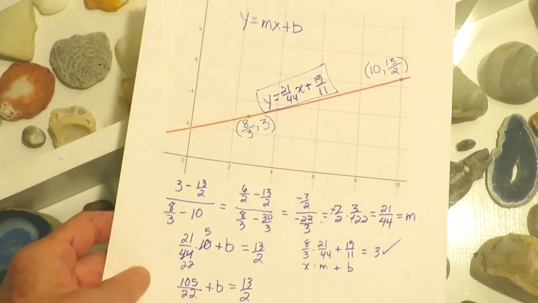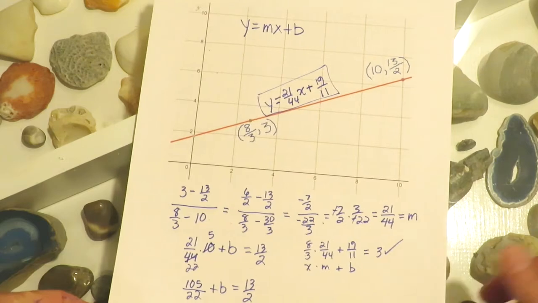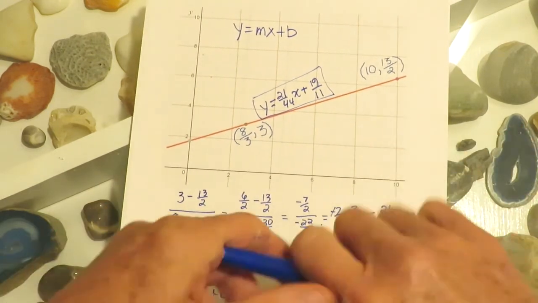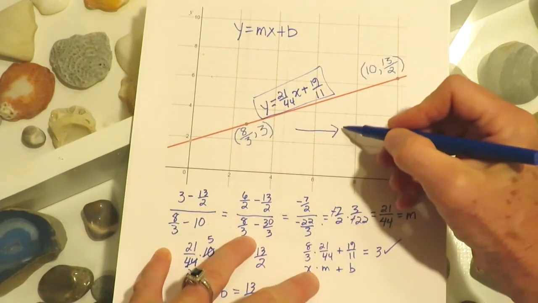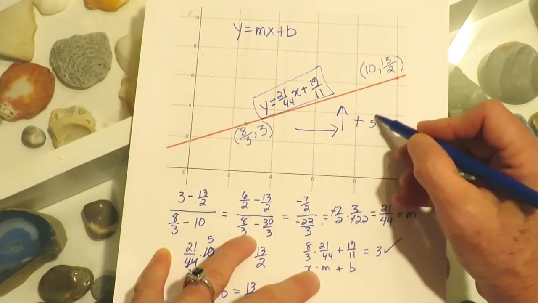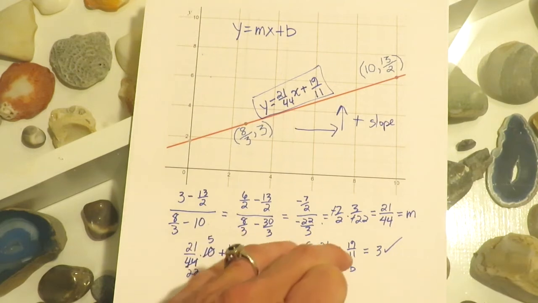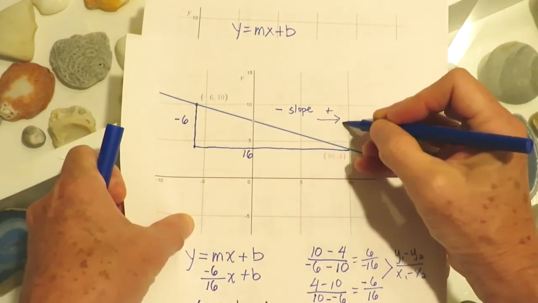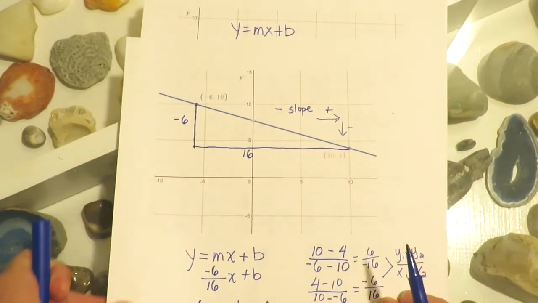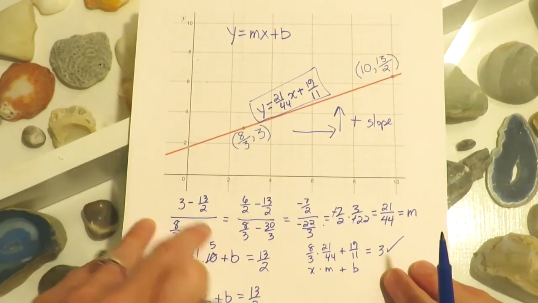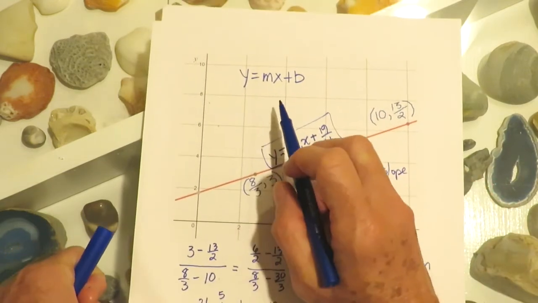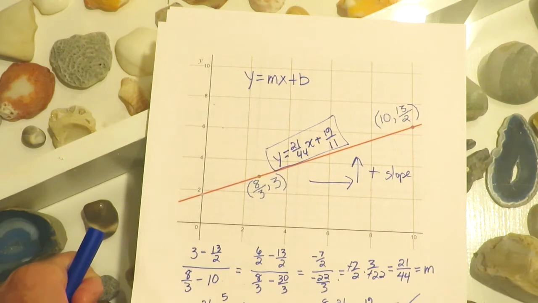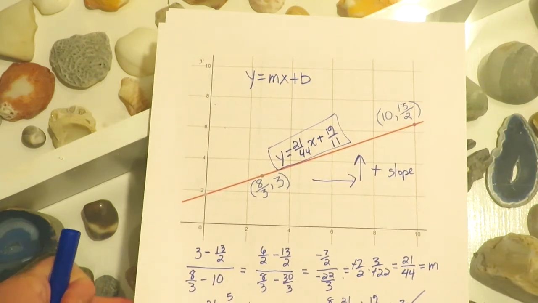Alright, so that was two examples of how to find the equation of a line. Notice this one had a positive slope. As x increases, y increases. So x goes up, y goes up, means you have a positive slope. And when x went up, y went down, that meant you had a negative slope. The process is the same. You're trying to fill in y equals mx plus b, and usually you're going to find the slope first and then reason out the b from there.